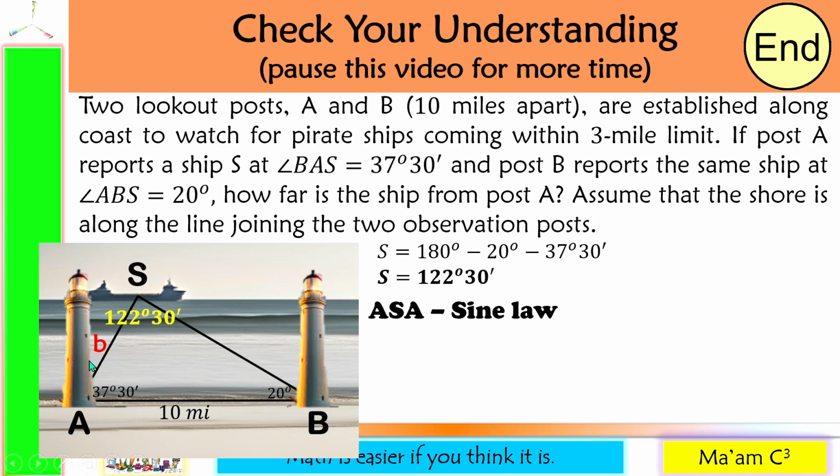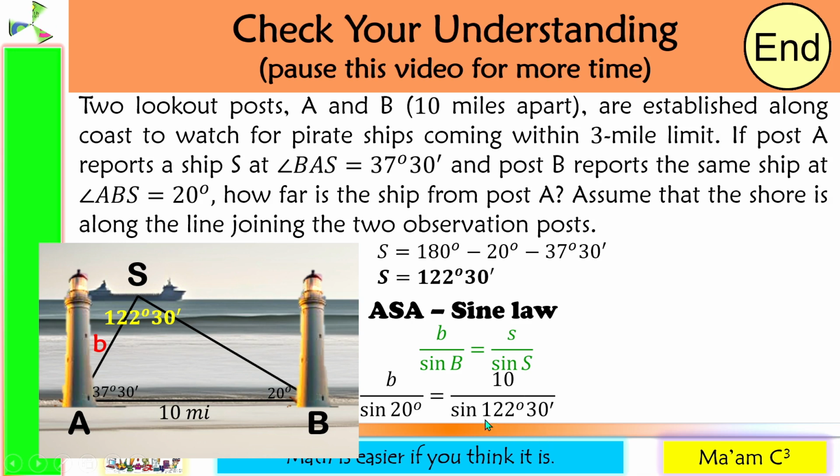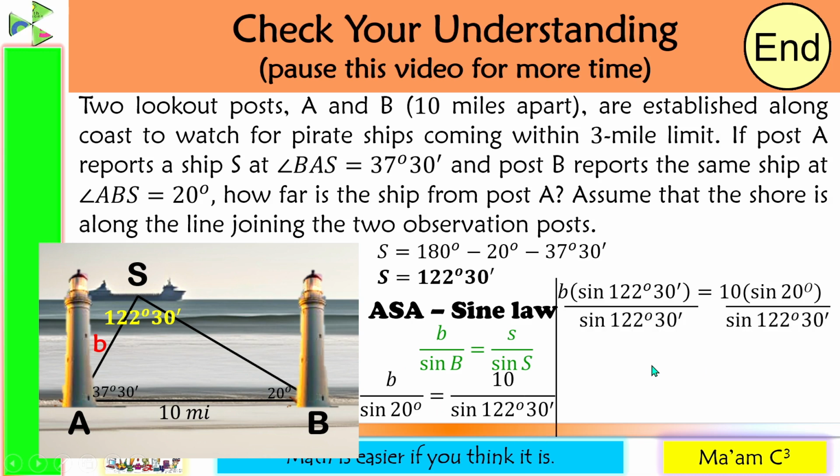So I have b over sine B equals s over sine S. b is the unknown. Angle B is 20 degrees. s here is the side opposite angle S, so this is 10. And capital S is the angle 122 degrees, 30 minutes. Cross multiplication, dividing both sides by sine 122 degrees, 30 minutes. So these two will cancel out.